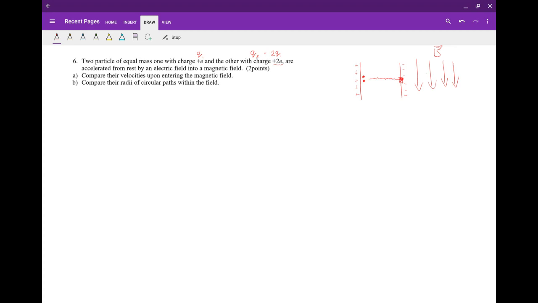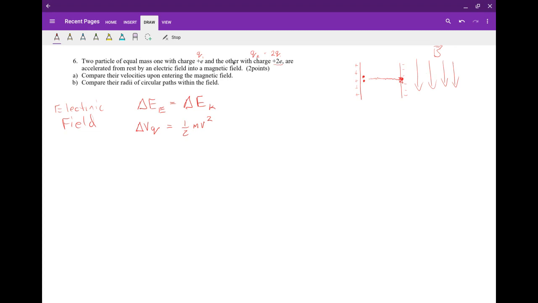So now in the electric field, basically we know that our change in electrical energy should be equal to the change in kinetic energy. Okay? And so we know that it's delta V Q, right, is equal to 1/2 mv squared.